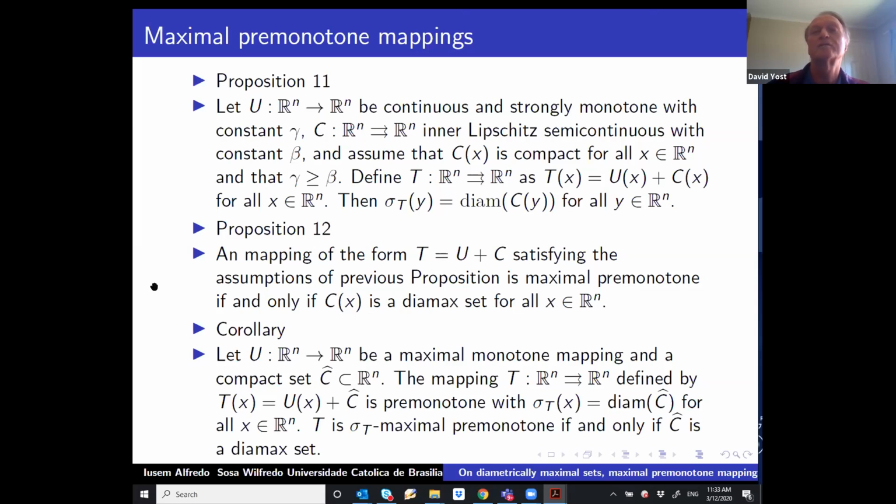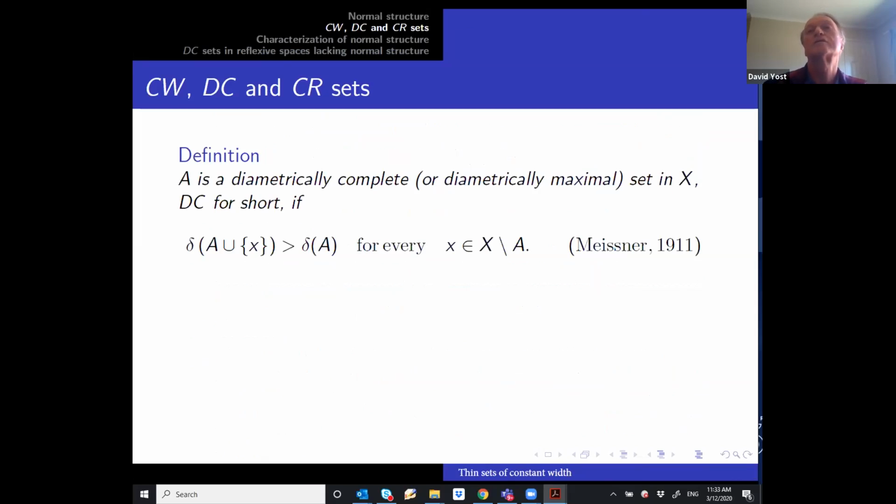So what is a diametrally maximal set? Well, it's diametrally maximal or diametrally complete, I'll hop back and forth between these two terms. In a metric space X, but mostly I'll be working in a norm space, and you can think of that as Rn for the most part. It's diametrally complete if whenever you add a single point to the set, the diameter strictly increases. Or in other words, you can't add any more points to the set without increasing the diameter. And this is an old definition, goes back to Meissner in 1911.